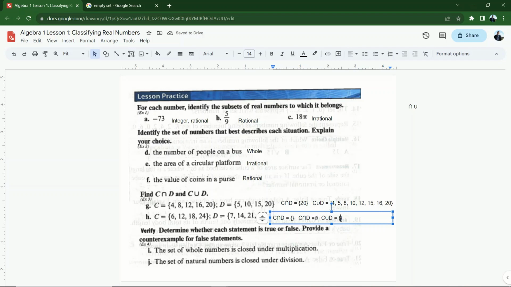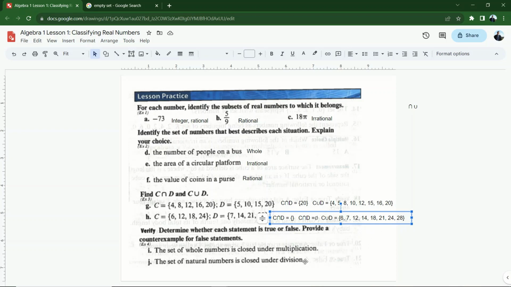Now, what about C union D? Well, that's going to be all of them. So 6, 7, 12, 14, 18, 21, 24, and 28. Okay, and again, let me just make this long enough to fit all of them on one line. And that's the answer for H. Empty set for C intersect D, and then all of the values in both sets for C union D.